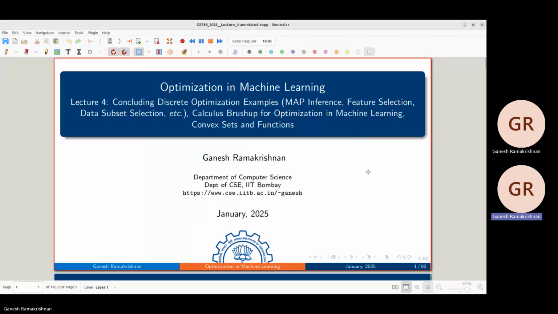Okay, so with that note, let's get started with this lecture. We'll conclude discrete optimization. I hope you have also attempted the homework problems. Every class I try and give homework.